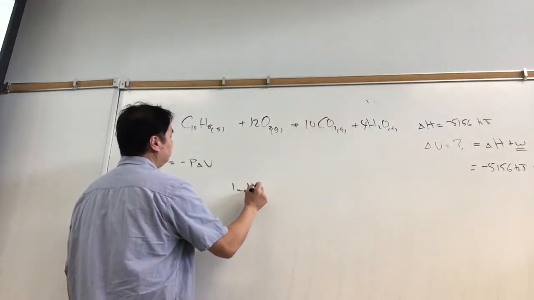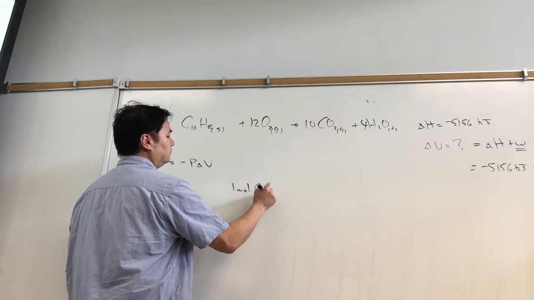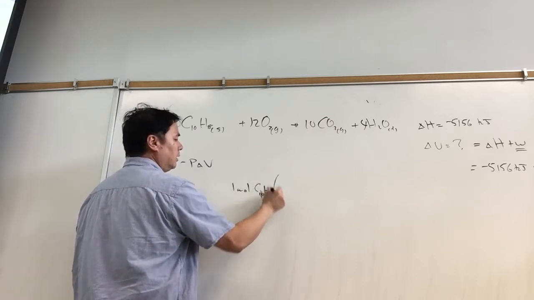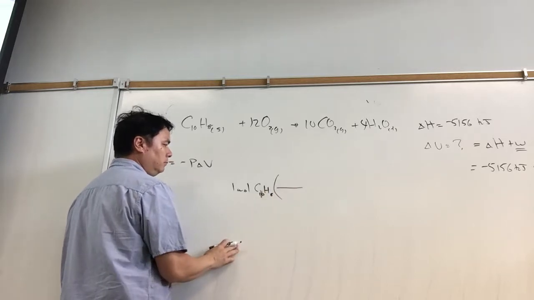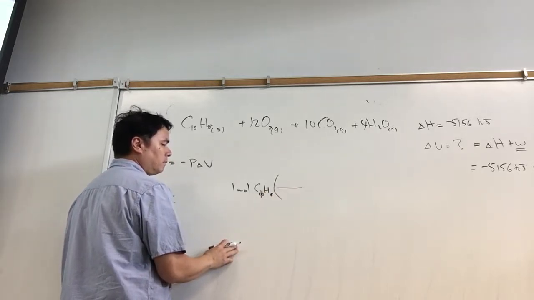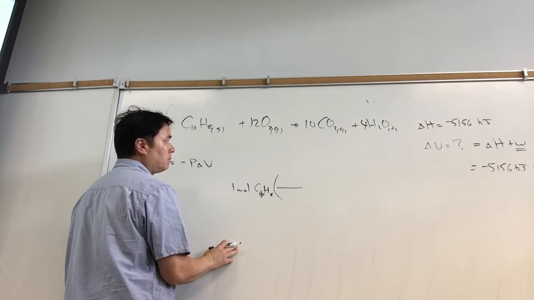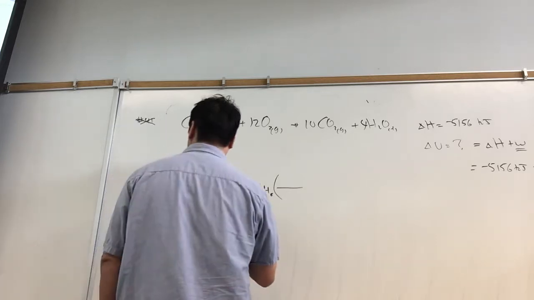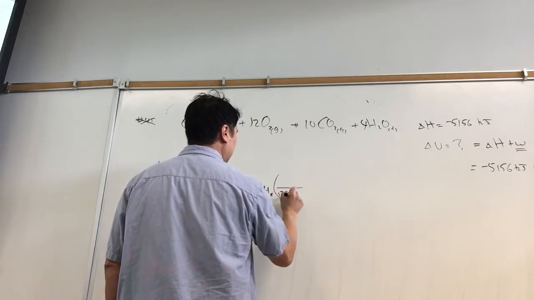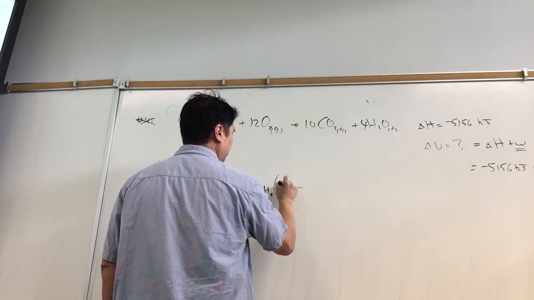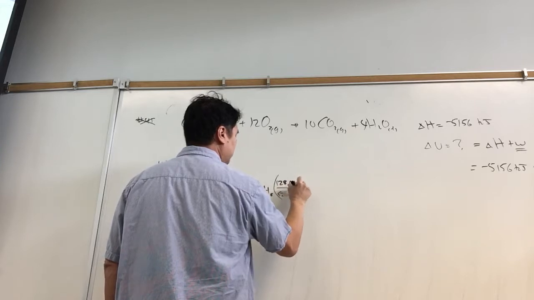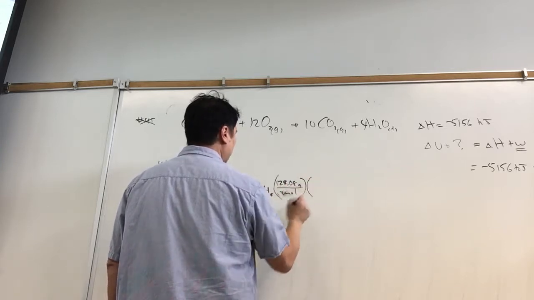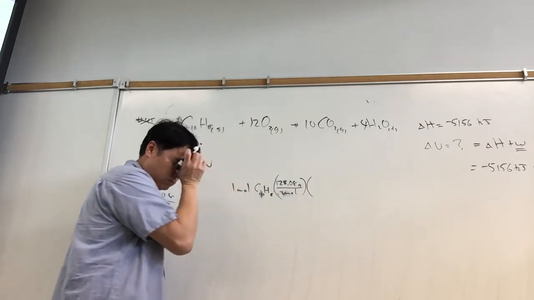1 mole of naphthalene, C10H8, and the molar mass of naphthalene is 128.08 grams per mole, times the density of naphthalene.